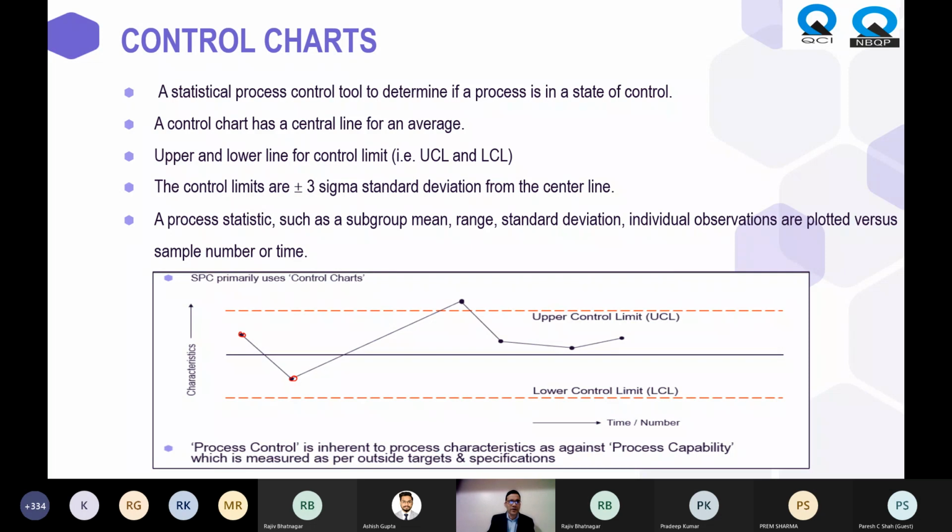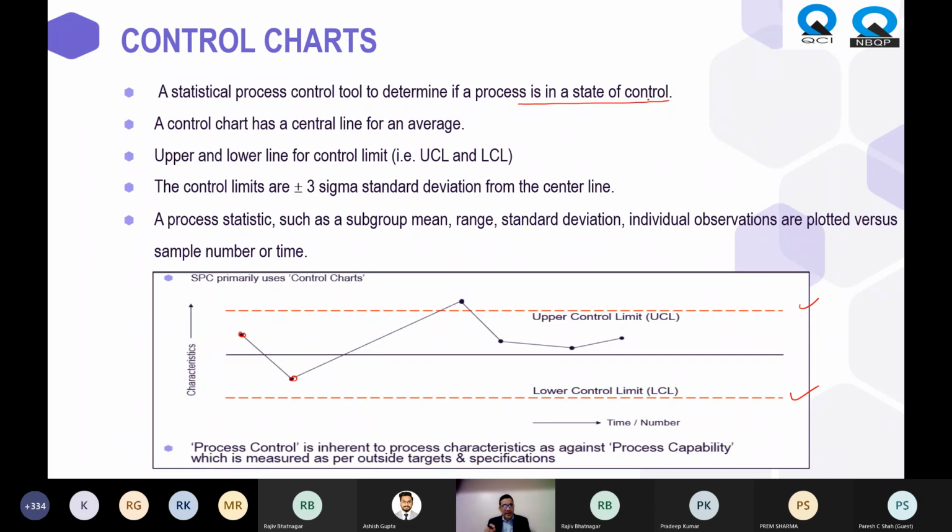Formulas we are not discussing today. So these, with the type of data which we get, based on that we automatically get these lines. And if the process data are coming within these lines, within these USL and LCL, then I say my process is in a state of control. My process is stable. This is my first point: in state of control.